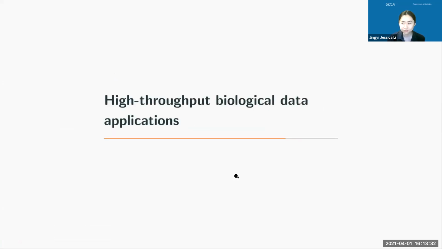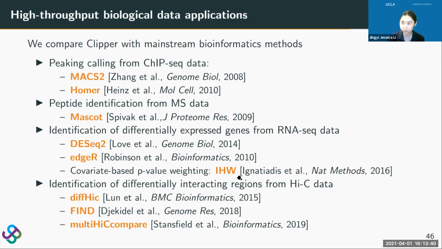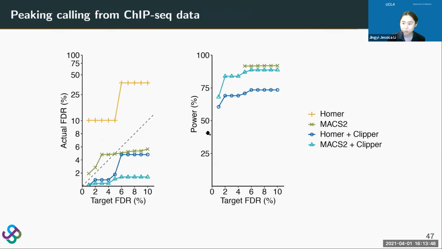All right, so finally, I'm going to show some real data applications in the previous 4 motivating examples. And we're going to compare our Clipper framework against these cutting-edge bioinformatics tools designed specifically for each task. So for peak calling, we picked that popular software MACS in its version 2, the most recent version, and also Homer, which is another popular software for calling peaks.